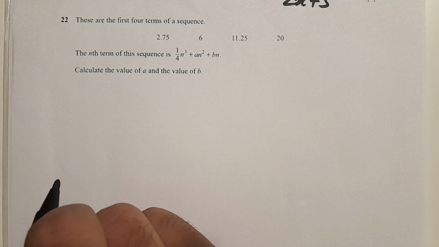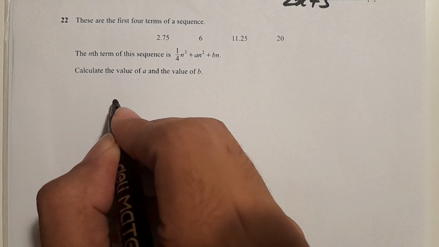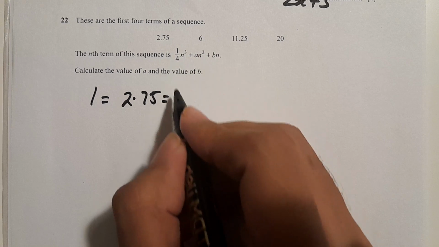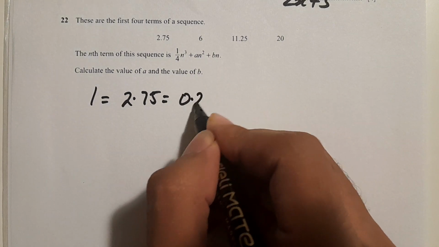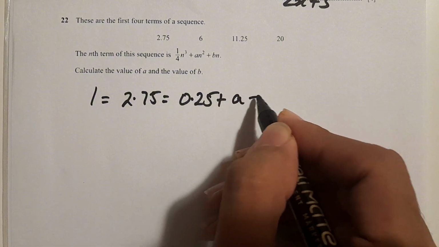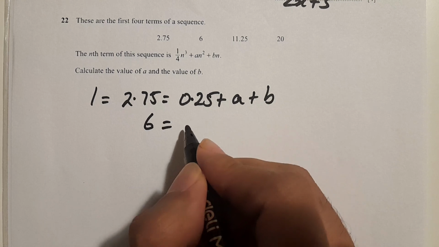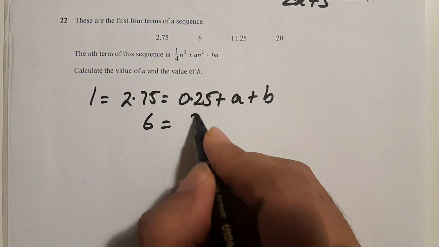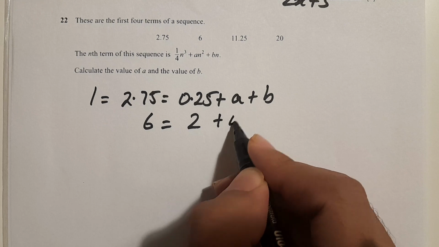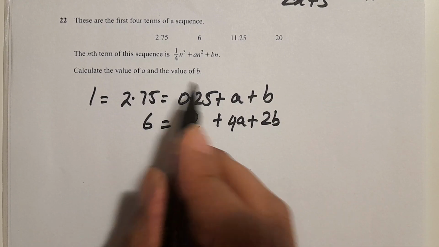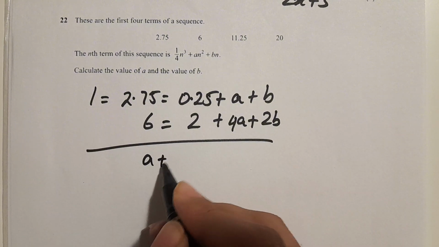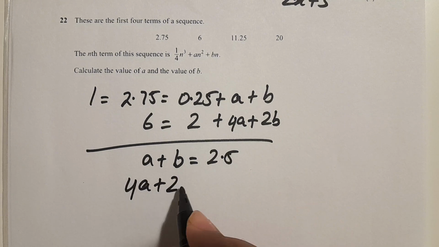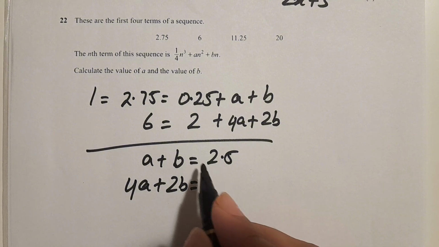So if we use the first term, for the first we have 2.75 is equal to 1 cubed is 1, over 4 is 0.25, plus 1 squared is a plus b. And for the second, 6 is equal to 2 cubed is 8, 8 divided by 4 is 2, plus 2 squared is 4a and 2b. So what we will do is rearrange this and write a plus b is equal to 2.5 and 4a plus 2b is equal to, we will write 6 minus 2 is 4.